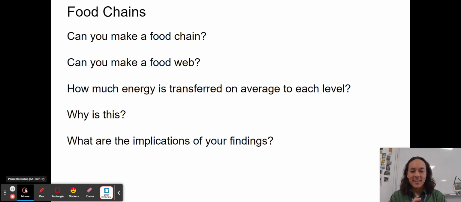Okay. Food chains. So, can you make a food chain? Can you make a food web? How is energy transferred on average each level? Why is this? And what are some implications of your findings?